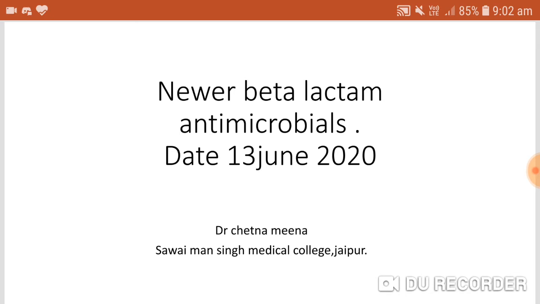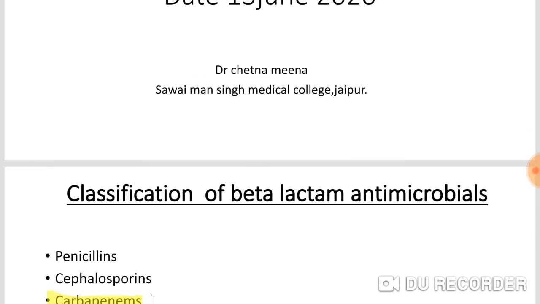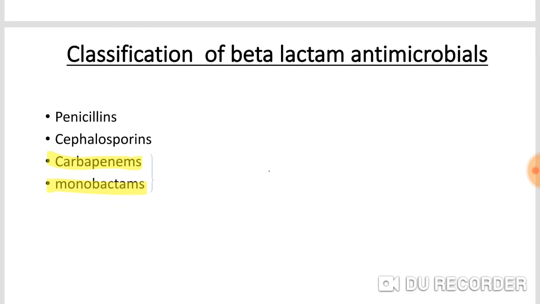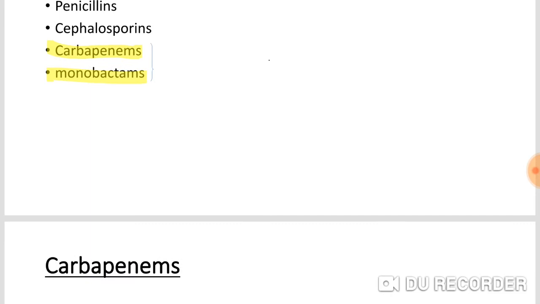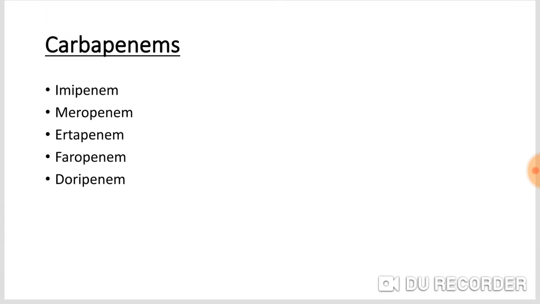Today I have a class on newer beta-lactam antimicrobials. Before talking on the newer beta-lactam antimicrobials, I want to revise the classification of beta-lactam antimicrobials. So what are the beta-lactam antimicrobials? These are penicillins, cephalosporins, carbapenems and monobactams. So there are 4 groups of drugs included in beta-lactam antimicrobials. Out of these 4, the last 2, carbapenems and monobactams, are included in newer beta-lactam antimicrobials. First I will take carbapenems.